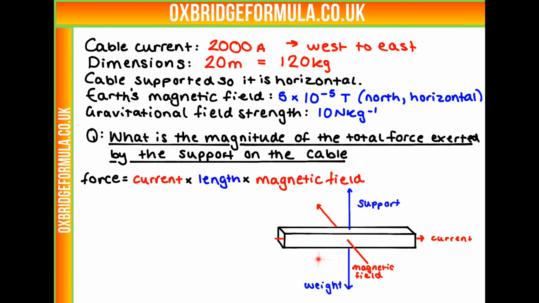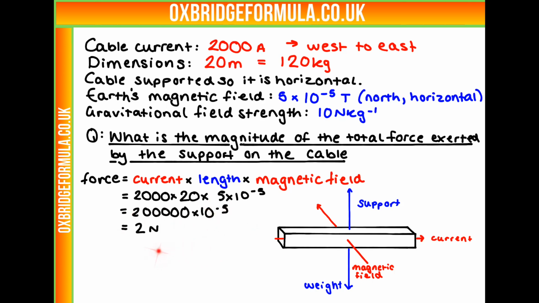So if I write that on here, the force is equal to the current times the length of our cable times the magnetic field. So if we put in our numbers from our question, we can see we've got 2000 times 20 times 5 times 10 to the minus 5. So if we just cancel these zeros out, we get 2 newtons of force acted on by the current. And now we need to figure out which direction this is going to go.